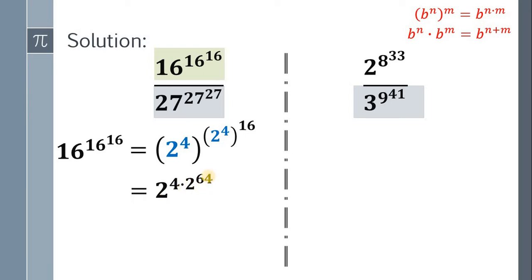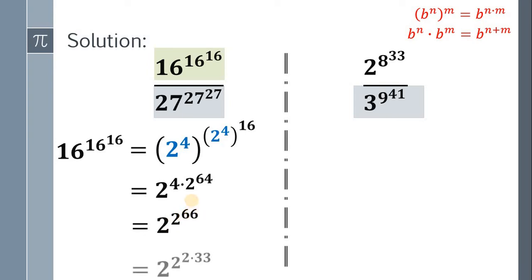How do we get 64? Because 4 times 16 is equal to 64. So we have 2 raised to 64 multiplied by 4. That's why we have 4 times 2 raised to 64. Recall that 4 is equal to 2 raised to 2. So we have 2 raised to 2 multiplied by 2 raised to 64. Now apply some laws of exponent and we will have 2 raised to 66.